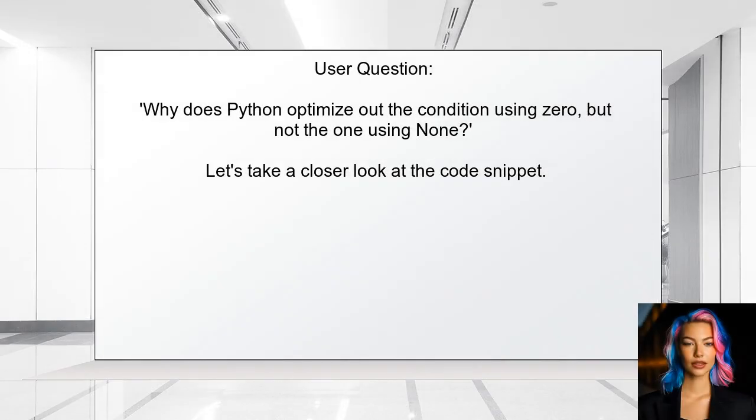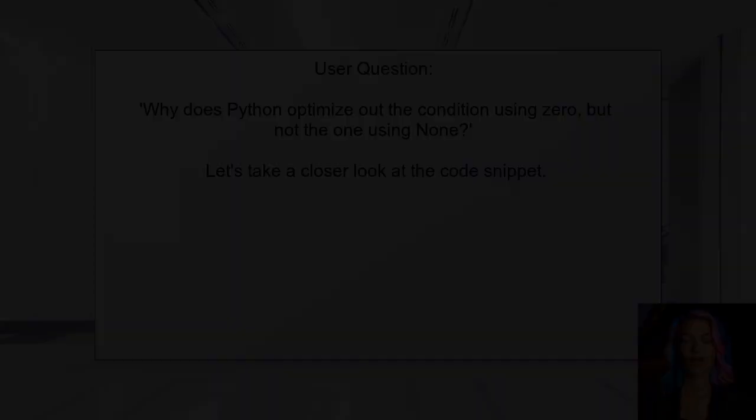Here's the specific question we're tackling today. A user asked, why does Python optimize out the condition using 0, but not the one using None? They provided a code snippet that illustrates this behavior. Let's take a closer look.